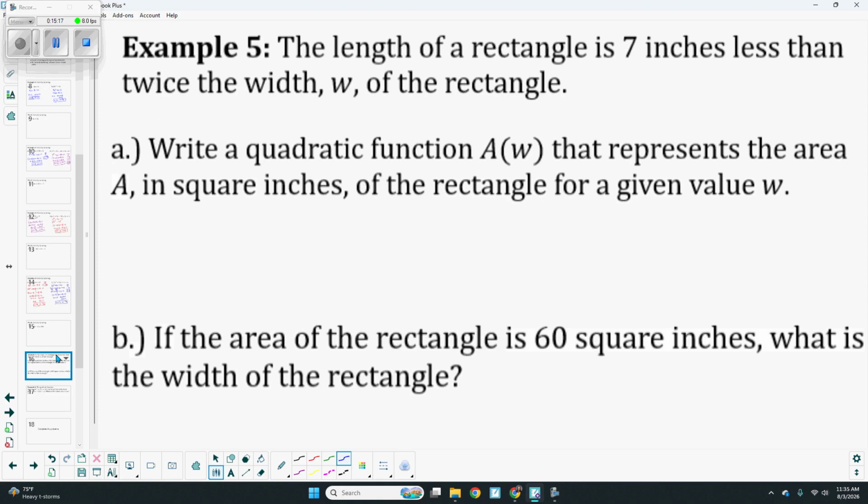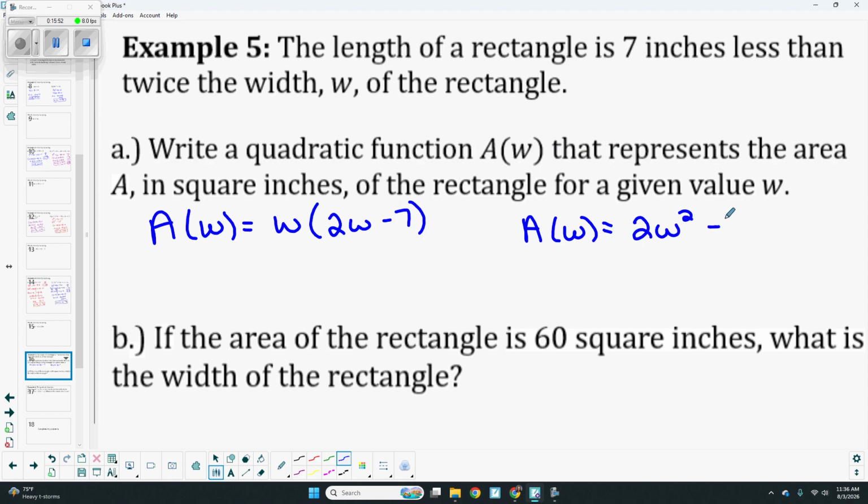So example 5. The length of a rectangle is 7 inches less than twice the width of the rectangle. So we're going to first write a quadratic function that represents the area in square inches of the rectangle for a given value of w. We know it's going to be A of w equals, if the width is w, right, length times width or width times length, the length is 7 less than twice the width. So twice the width, take away 7. So what this would really be is A of w would equal 2w squared minus 7w.